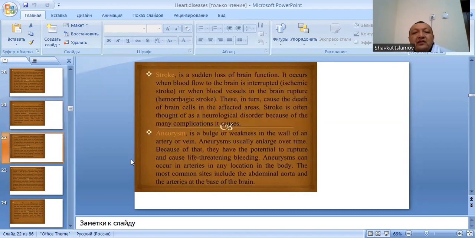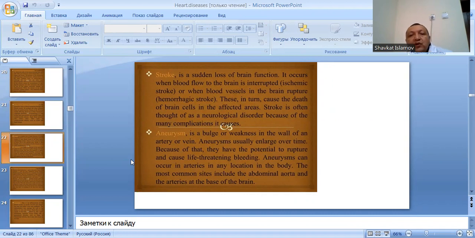Stroke is a sudden loss of brain function. It occurs when blood flow to the brain is interrupted, ischemic stroke, or when blood vessels in the brain rupture, hemorrhagic stroke. This causes the death of brain cells in the affected areas. Stroke is often thought of as a neurological disorder because of the main complication it causes.